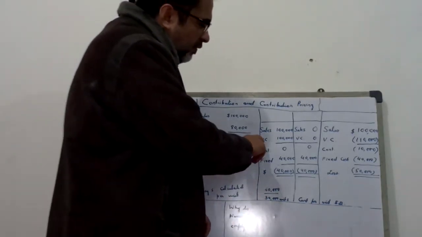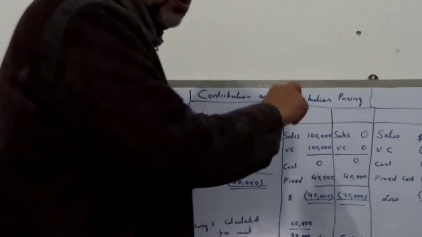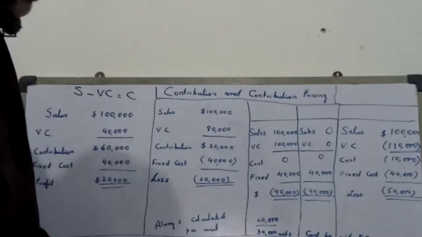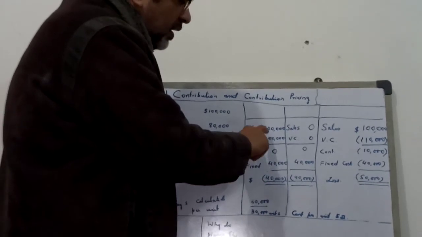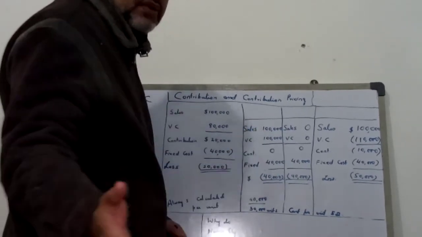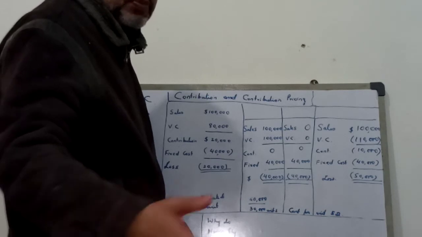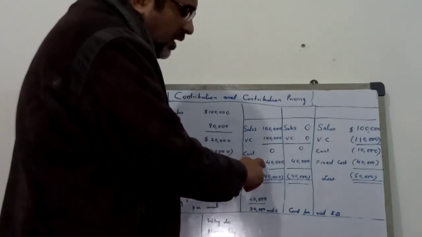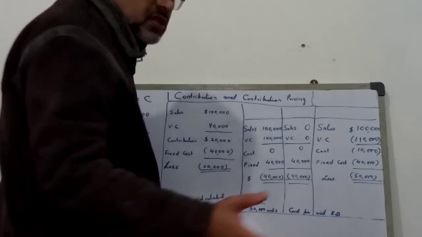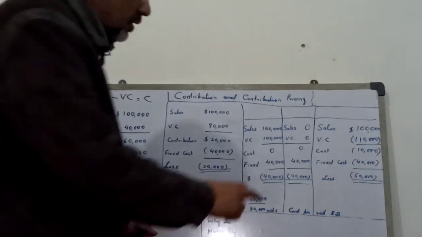Okay. Now look at the third scenario. In the third scenario, the variable cost rises again and becomes equal to 100,000. Now the contribution falls to zero. Whatever revenue I get is offset by the variable cost. I use it to pay off my variable cost. My contribution is zero. So what is my loss then? Equal to the fixed cost. The fixed cost you still have to pay.